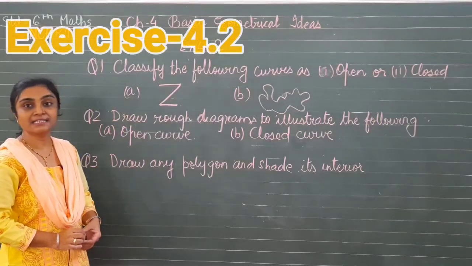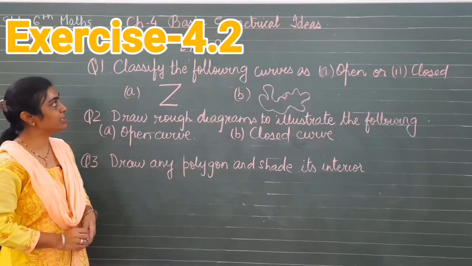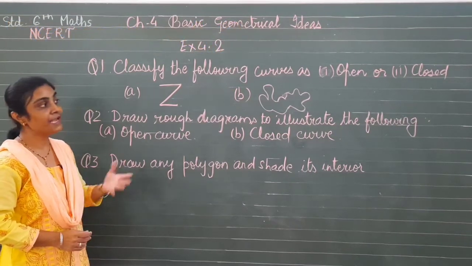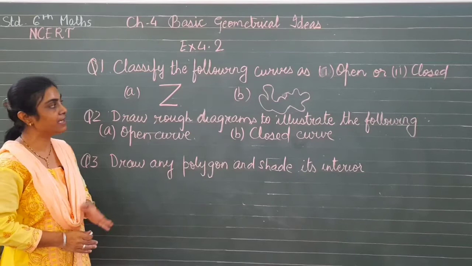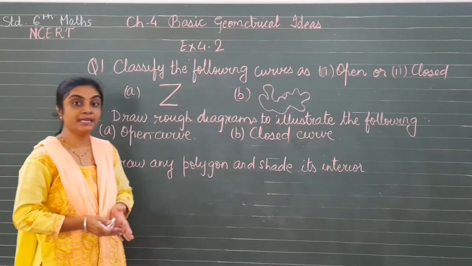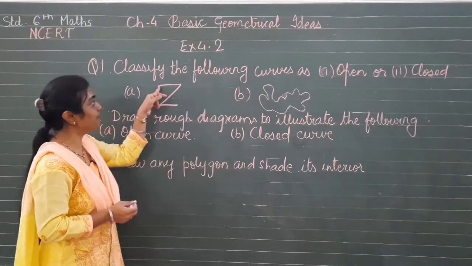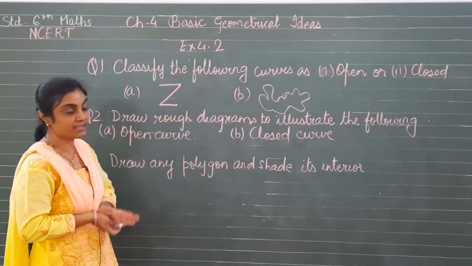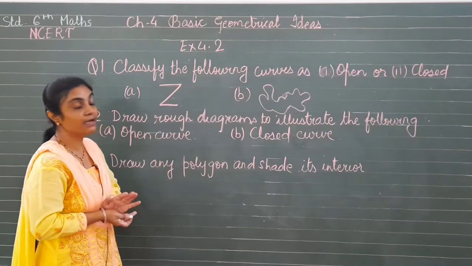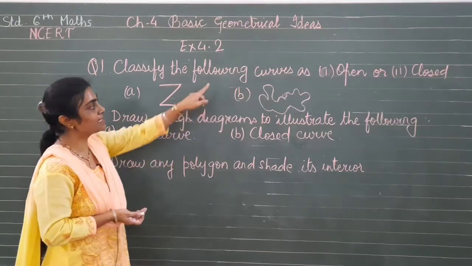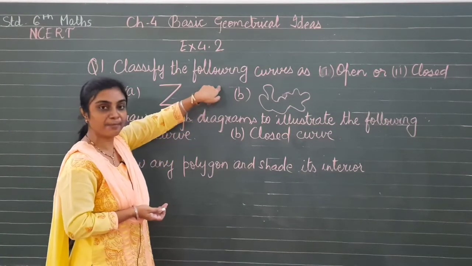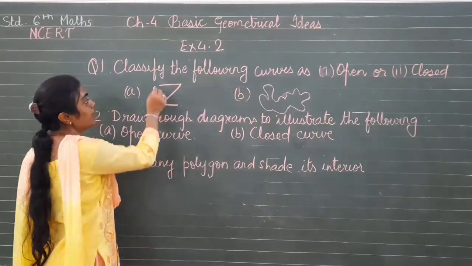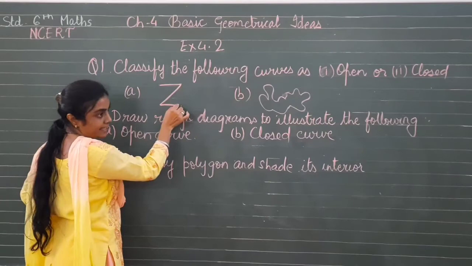Now let us see exercise 4.2. The first question: classify the following curves as open or closed. We have to write down which curves are open and which ones are closed. We have already seen, if you start with a point and you end up with another point, that means they do not meet each other, then it will be an open curve. And if you start from one point and you end with that same point, then it will be a closed curve.